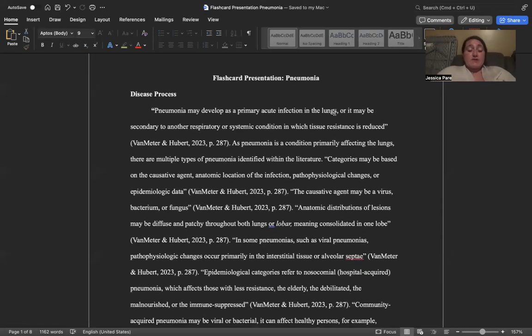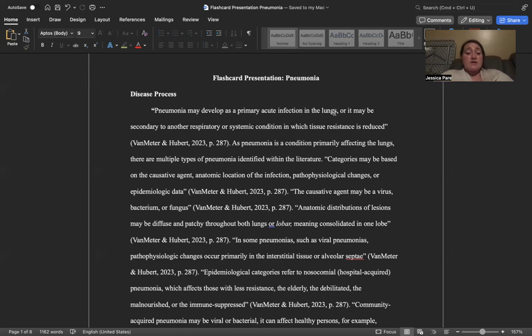So pneumonia is considered a lower respiratory tract infection. Pneumonia may develop as a primary acute infection in the lung, or it may be secondary to another respiratory or systemic condition in which tissue resistance is reduced.